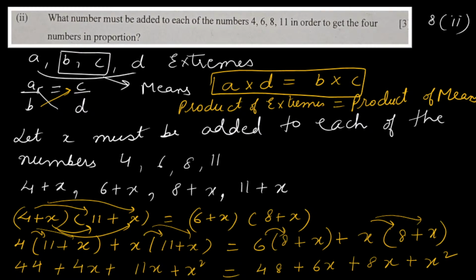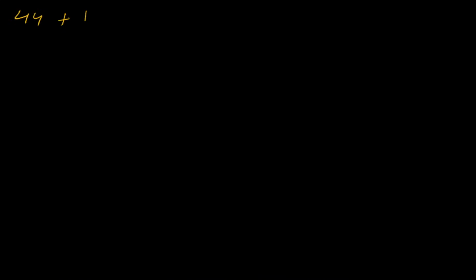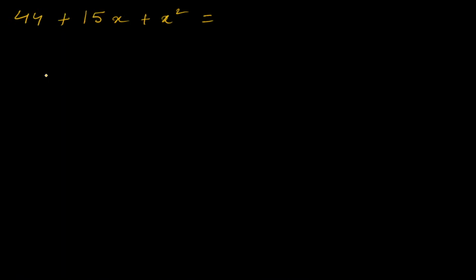Now we have to solve. Here we can add the like terms. 44 plus we have 4x plus 11x. So this is 15x plus x square is equal to 48 plus 6x plus 8x. So that will become 14x. 48 plus 14x plus x square.